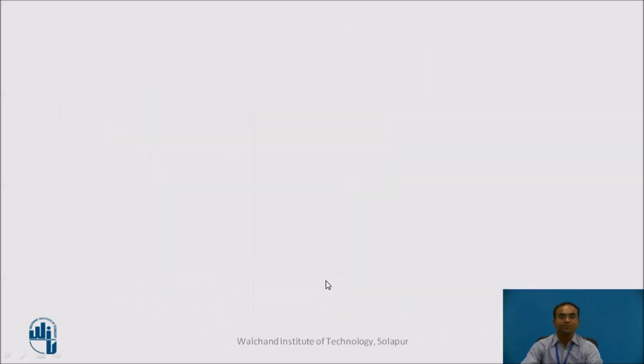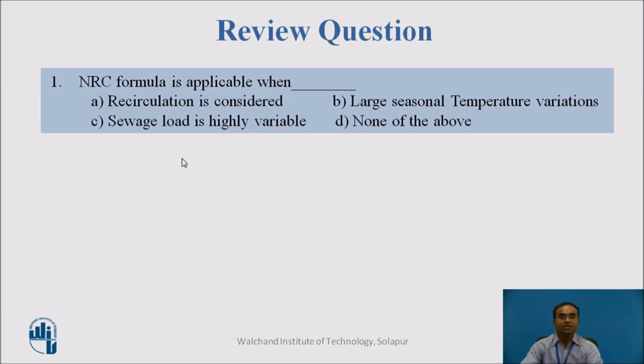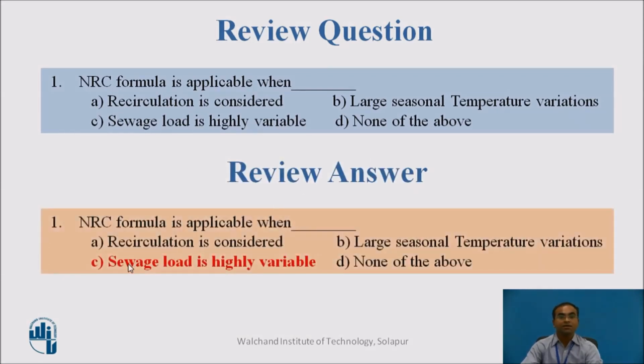Fine. So again, let's have some review questions. The NRC formula is applied when the sewage load is highly variable. Now you have to understand where the NRC formula is used. The NRC formula is always applicable when recirculation is not considered, large temperature variation is not present, and the sewage load is highly variable.